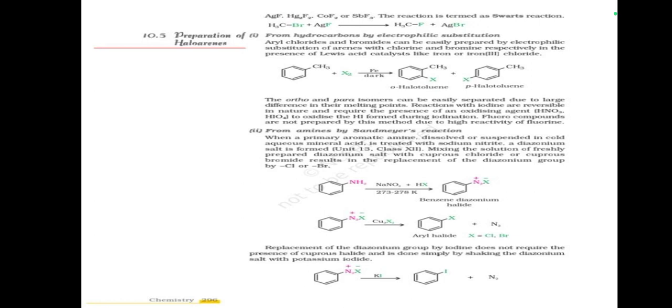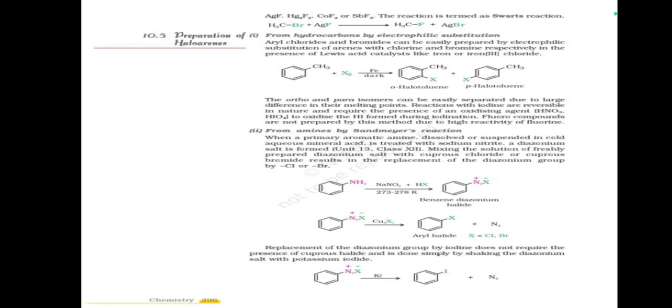Reactions with iodine are reversible in nature and require the presence of an oxidizing agent such as HNO3 to oxidize the HI formed during iodination. Fluoro compounds are not prepared by this method due to the high reactivity of fluorine.